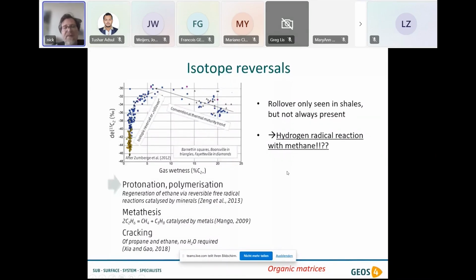Now there are many possible explanations for this reversal, and I really cannot go through all of them, but just saying that hydrogen radical reaction with methane to form isotopically light ethane would be a nice explanation that falls directly along the lines of some publications that feature, for example, regeneration of ethane via reversible free radical reactions catalyzed by minerals or perhaps also by metals. So that is only an idea of what those late radical reactions might lead to.